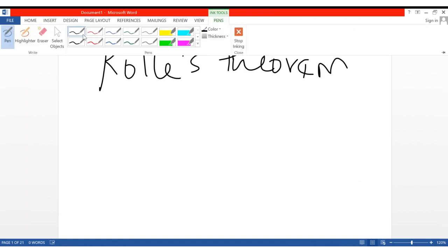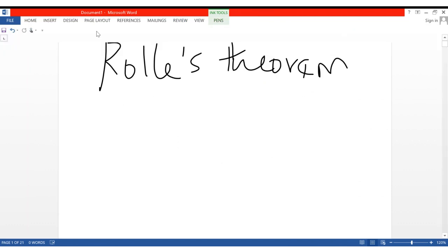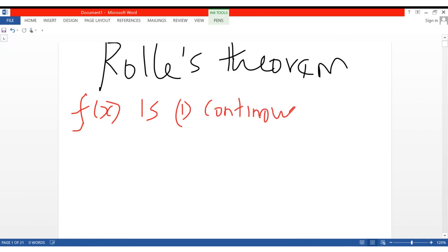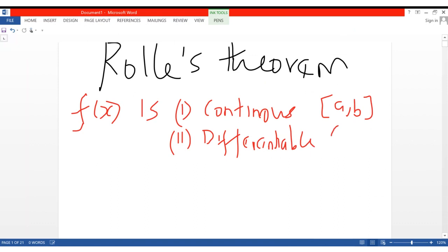So the mean value theorem says that if a function f of x is, number one, continuous. First of all, it has to be continuous in the closed interval AB. And then number two, it has to be differentiable on the open interval AB. Then there exists a number C.